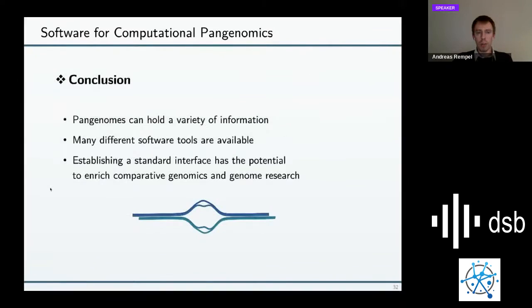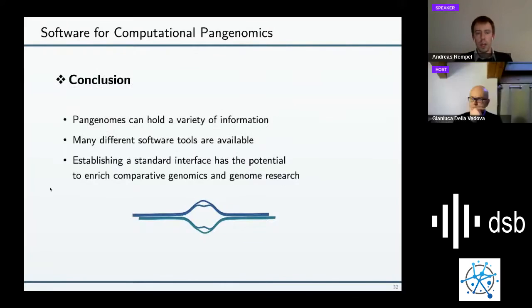And with that, I want to conclude my talk. So we've seen that pangenomes can hold a variety of information, that there are many tools that already implement pangenome-based, k-mer-based index structures, but no consistent interface on the functions and the naming of the functions. But with the aim of the project, establishing a standard interface, we could enrich the comparative genomics and genome research as a whole.